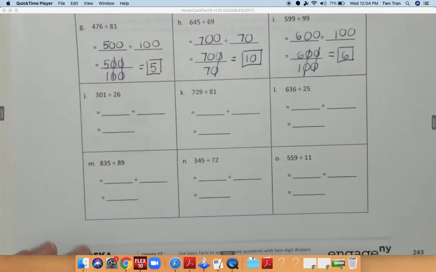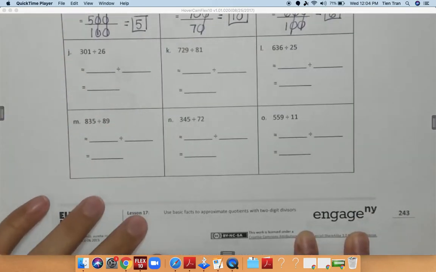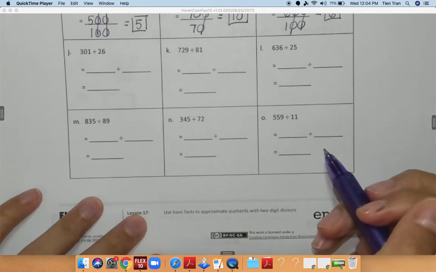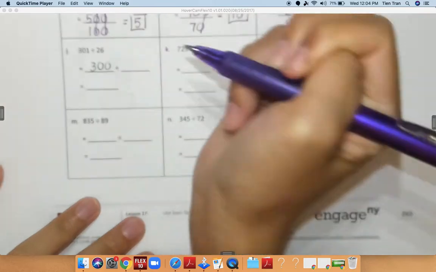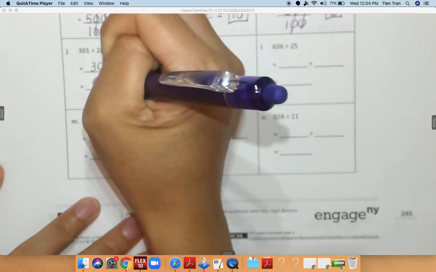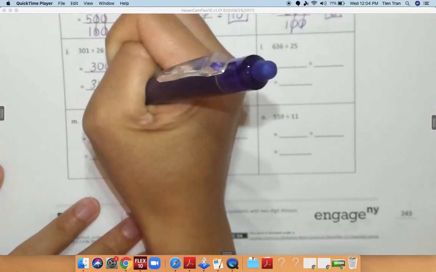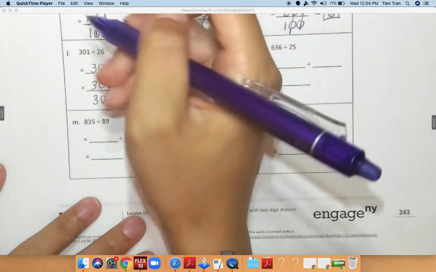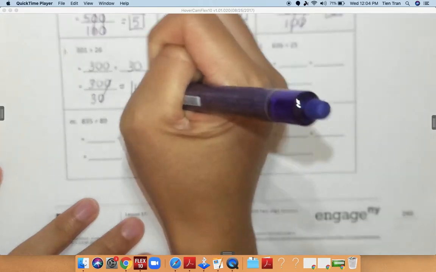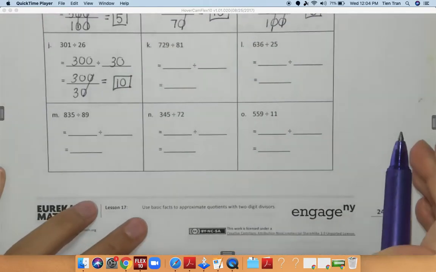Now I'm going to move on to problem J. Problem J says 301 divided by 26. 301 can be rounded to 300 and 26 can be rounded to 30. 300 divided by 30. 0 divided by 0 is equal to 0, so I can cross it out. 30 divided by 3 is equal to 10. So my final answer is 10.